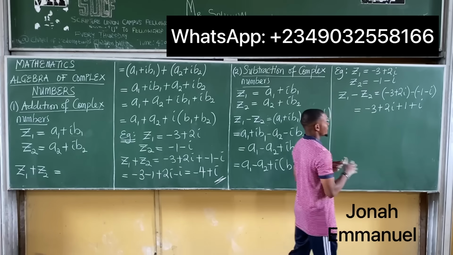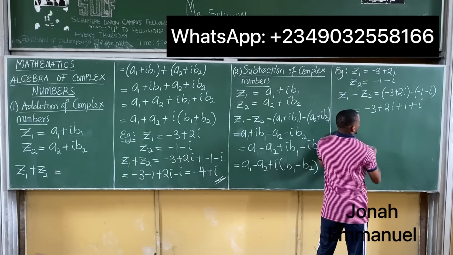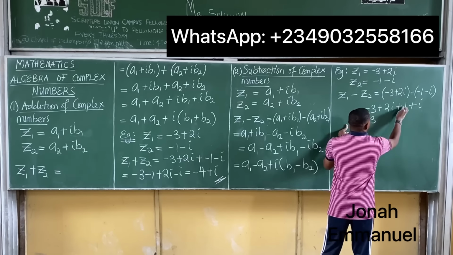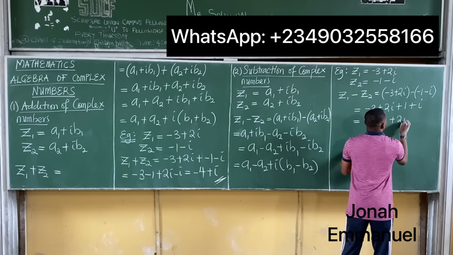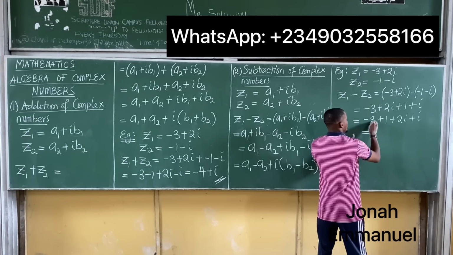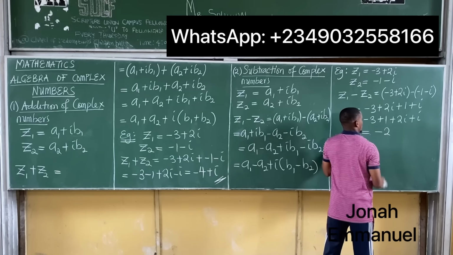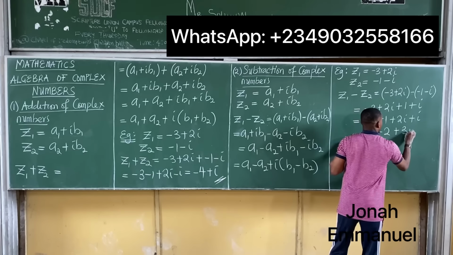Next up, take the real parts and the imaginary parts. For real parts, I have minus 3 and plus 1. For the imaginary part, I have plus 2i plus i. This is equal to minus 3 plus 1 is minus 2, 2 plus 1, plus 3i.